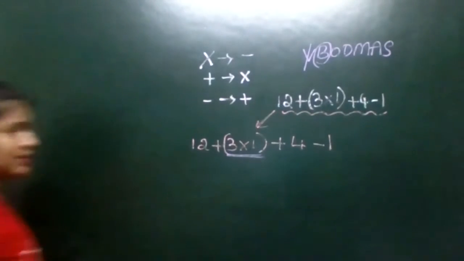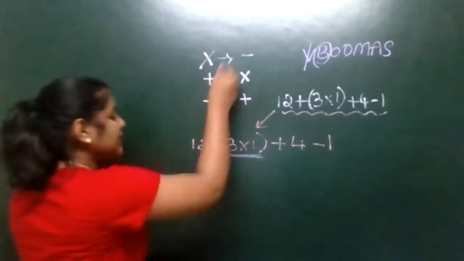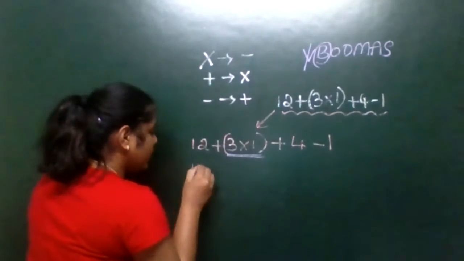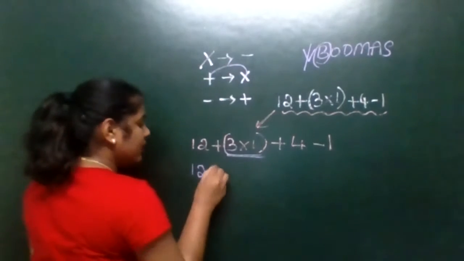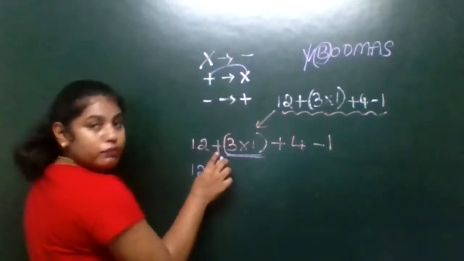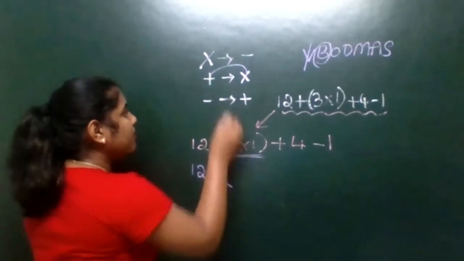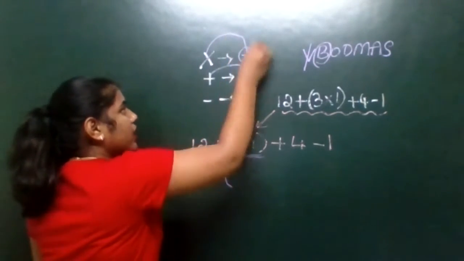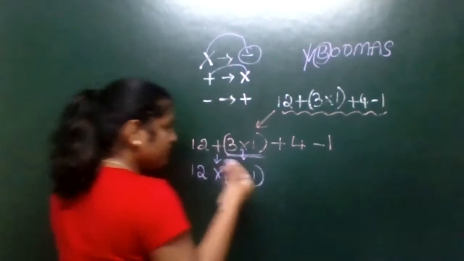The next one is, as soon as writing the question, what is my second step? The second step is to change the sign. In the place of plus, I have to write into. Bracket as it is. In the place of into, I have to write minus.